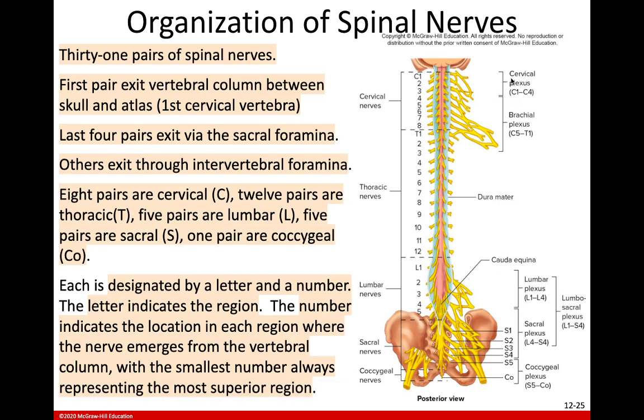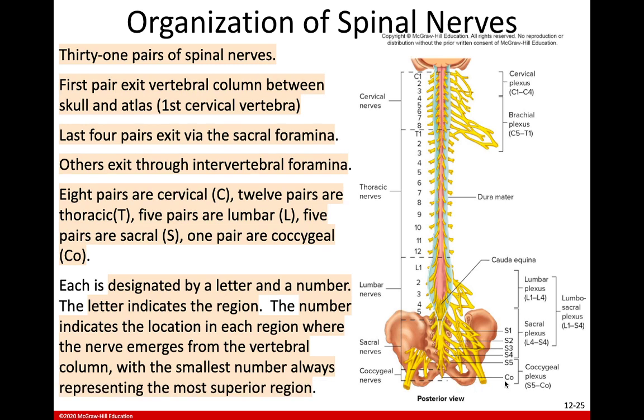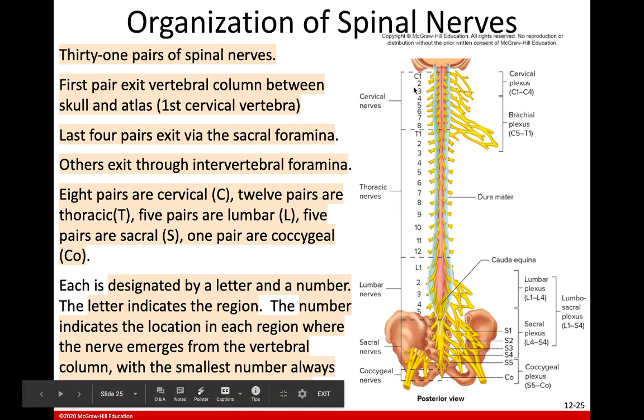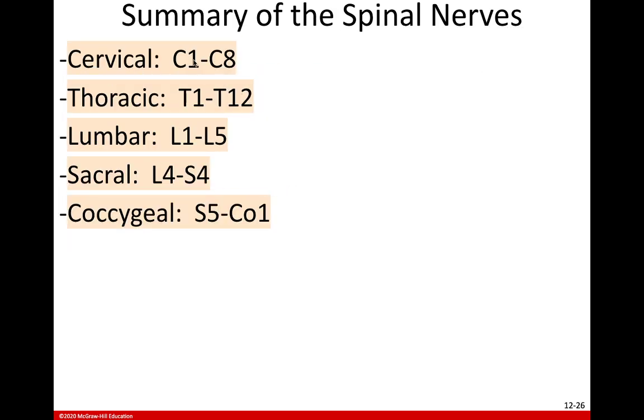Again, notice that since the cervical spinal nerves are C1 through C8, we can't call the coccygeal nerve C as well, so we just call it the CO. We don't even call it CO1 because there's only one pair of coccygeal spinal nerves, so they're just designated the CO spinal nerves. But for all the others, there is more than one pair, so we designate them with the letter and then the number. So this shows you here are your 8 pair of cervical, 12 pair of thoracic, 5 lumbar, 5 sacral, and then 1 coccygeal.